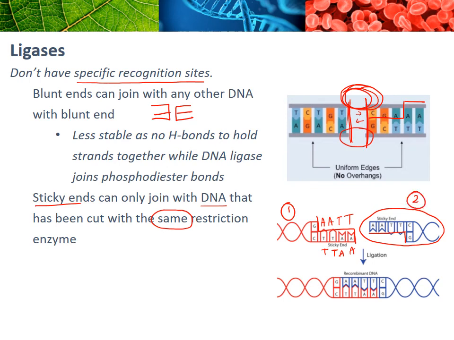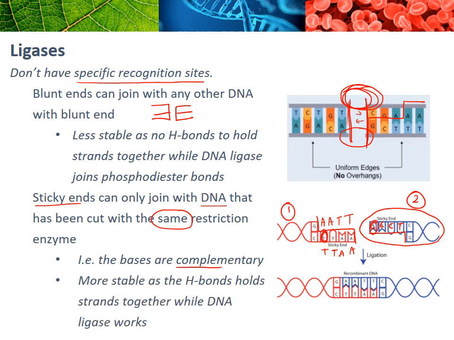If this other piece of DNA was GCCT, it wouldn't bind because this G is not going to like this T. They will be repelled by each other. So sticky ends can only join with DNA that has the same sticky ends. Again, it's like a puzzle. This is almost like a puzzle and a magnet together. The bases have to be complementary.